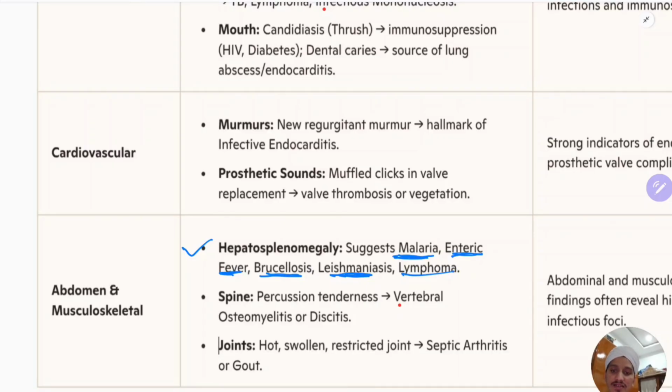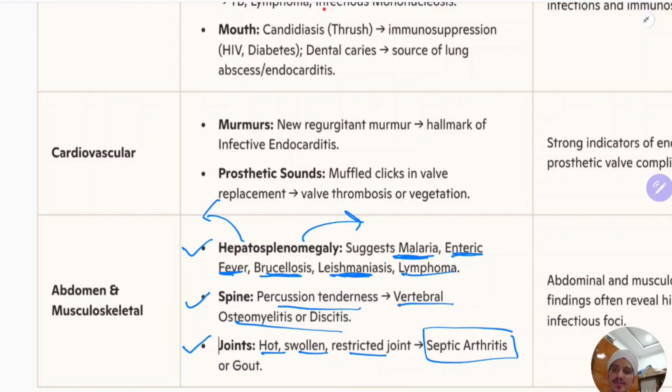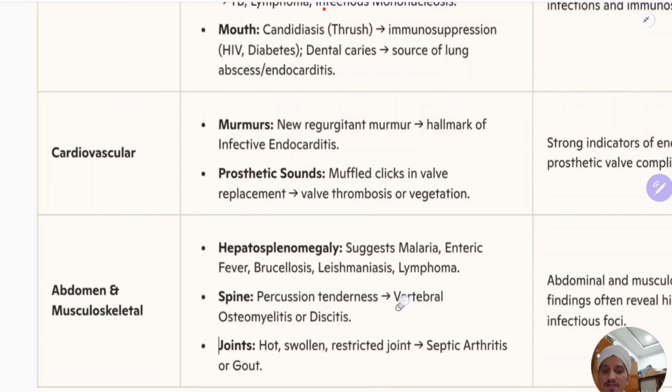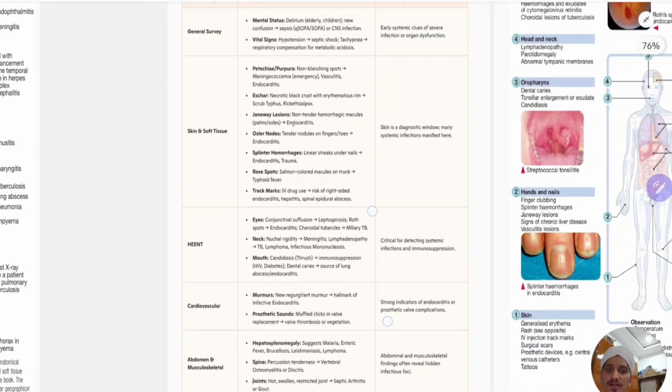Then lymphoma can also present like this, or there can be isolated hepatomegaly or splenomegaly. Isolated splenomegaly you can see in patients with infective endocarditis, and isolated hepatomegaly you can see in patients with viral hepatitis or liver abscess. Then coming to the joints, if a hot, swollen and restricted joint is there, you can suspect septic arthritis. In the spine, if percussion tenderness is there, that may point towards vertebral osteomyelitis or discitis. Fever with back pain. That's how you will see these subtle clues from head to toe.